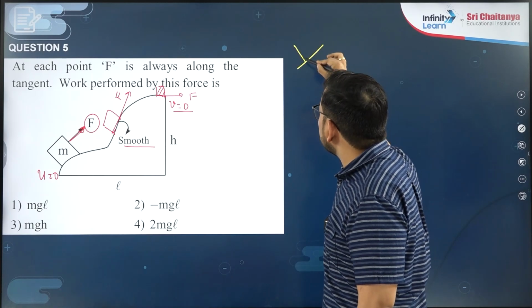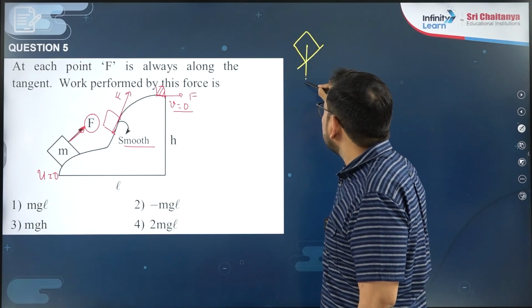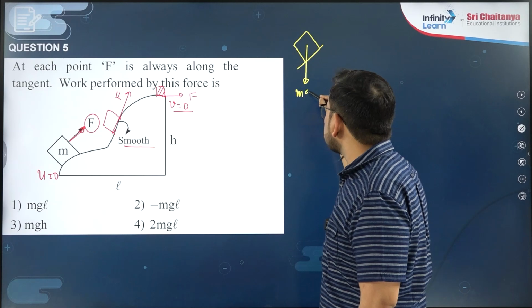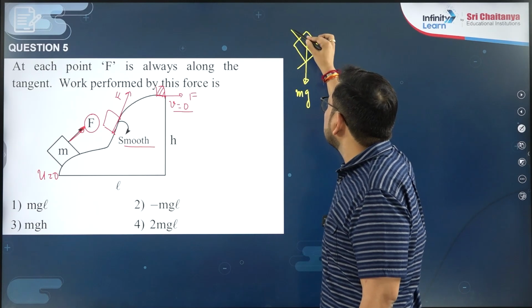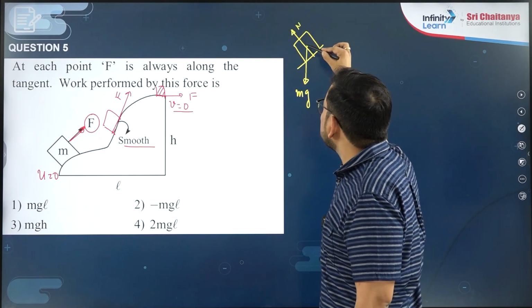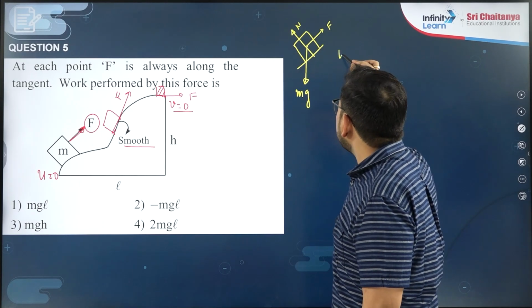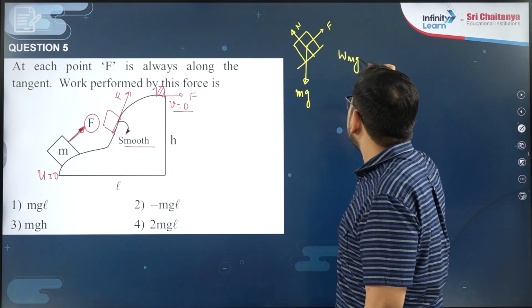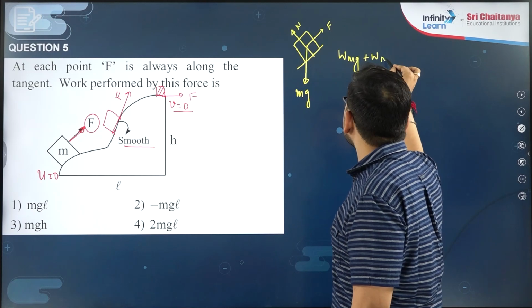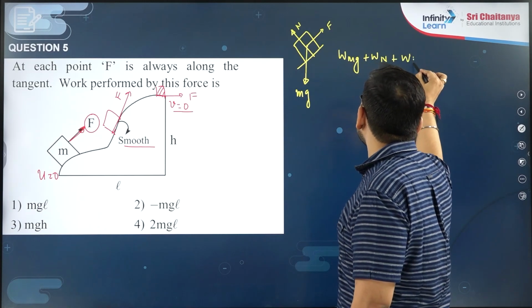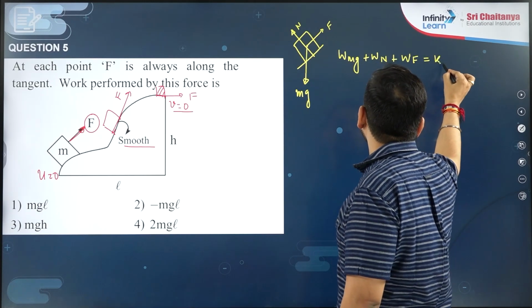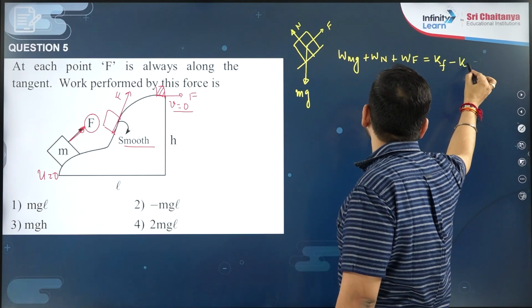What forces can we identify here? You should not skip any of the forces: mg, normal, and the applied force F. There is no friction. So work done by gravity plus work done by normal plus work done by F will be final kinetic energy minus initial.